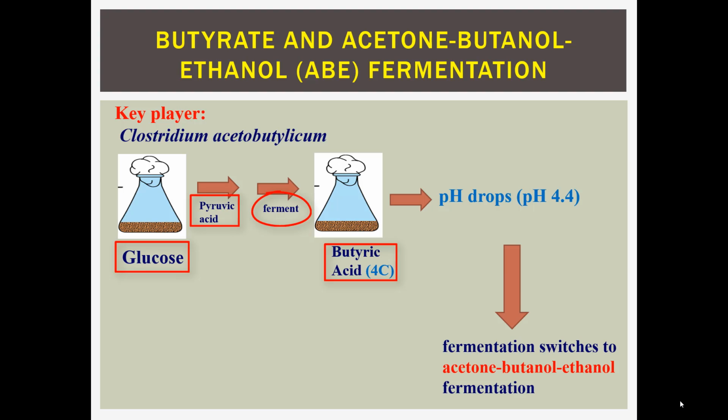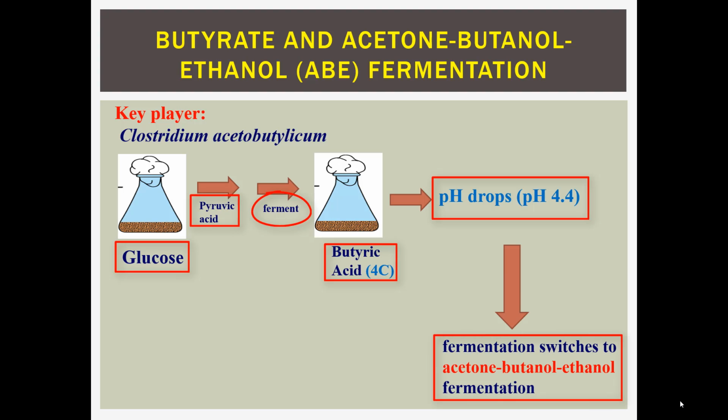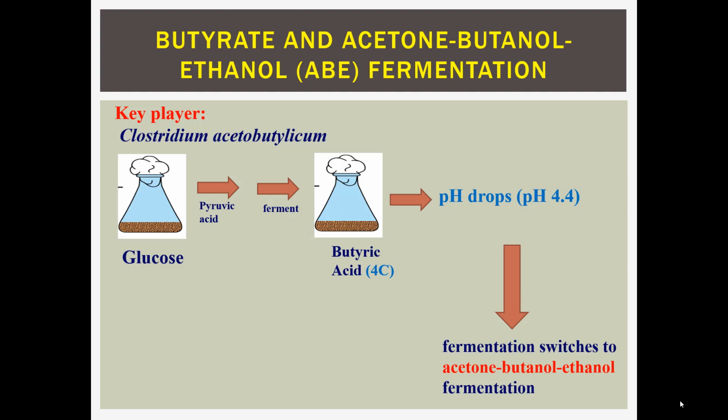When the butyric acid accumulates and the pH drops to about 4.4 due to the butyric acid accumulation, the fermentation switches from butyric acid fermentation to butanol acetone fermentation. The butyrate produced in the initial butyric acid fermentation is actually taken up by the cell and then converted to butanol and acetone via butanol acetone fermentation.